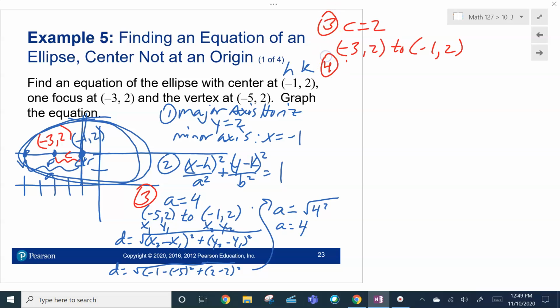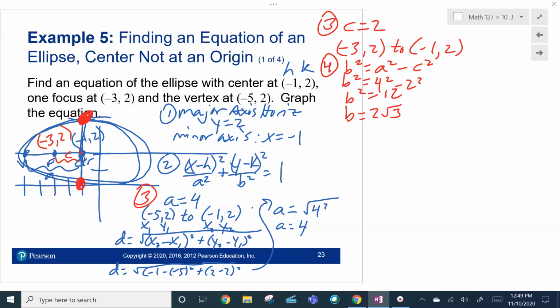Now that means b squared equals a squared minus c squared. So b squared equals 4 squared minus 2 squared, so b squared equals 12. In other words, b is the square root of 12, which is 2 root 3. So that means the co-vertices, up here and down here, are a distance of about 3.464 away.